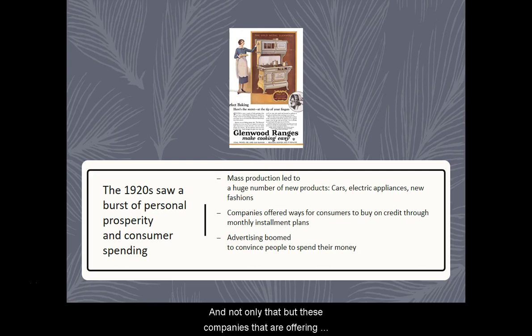And not only that, but these companies that are offering all of these new technologies and these new products are going to allow you to purchase them on credit. That means you will put a down payment, a certain predisposed amount or percentage of the overall price. Let's say you're buying a stove for $100. You can put $10 down, 10%, and then pay $10 a month until you pay off your stove.